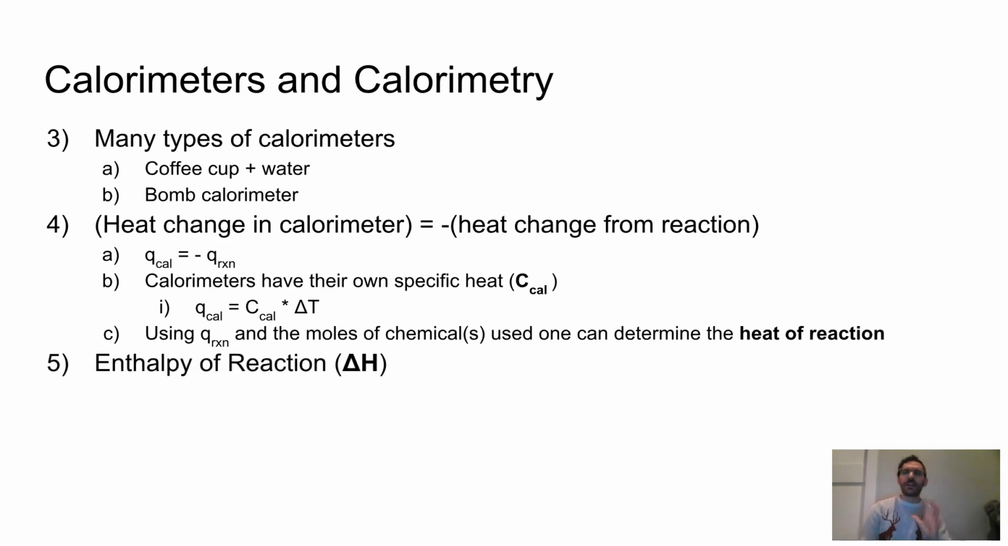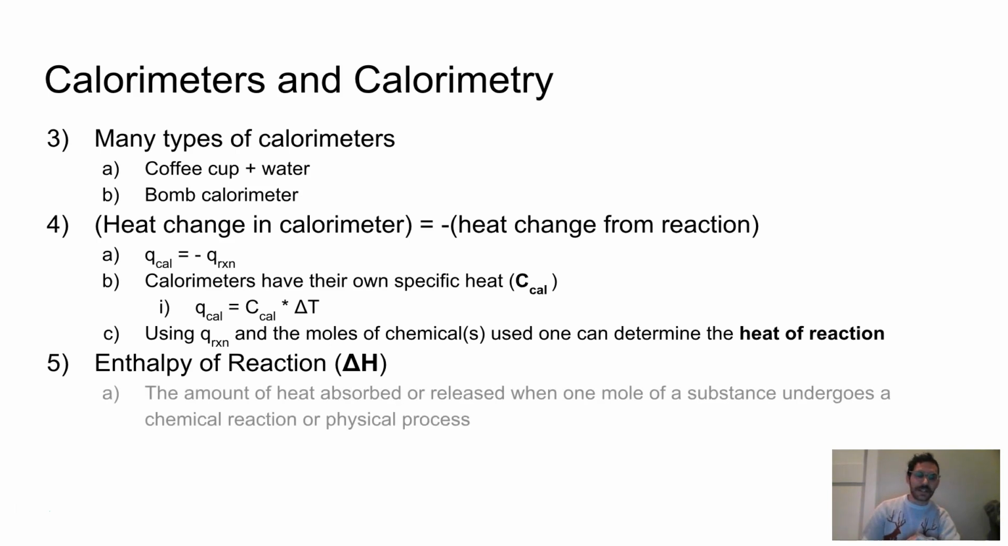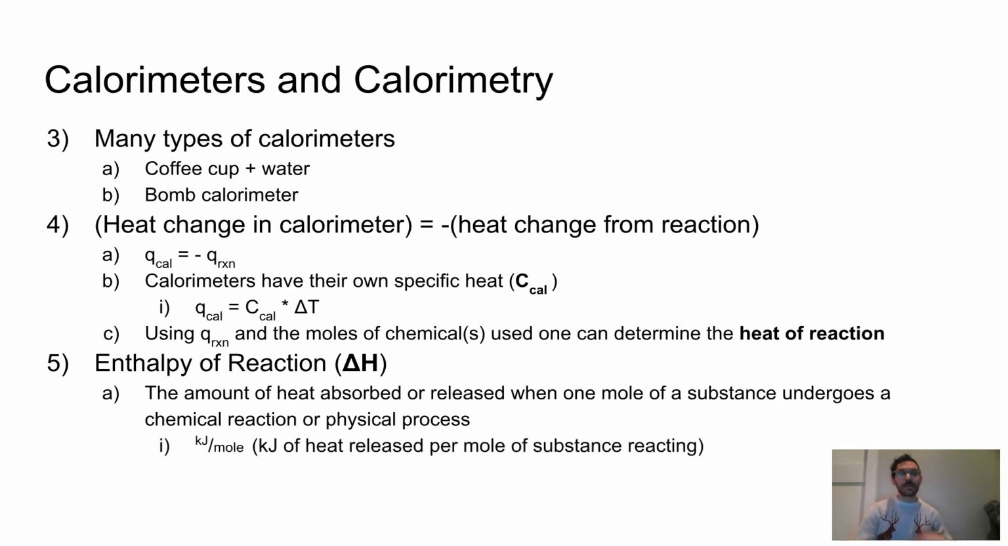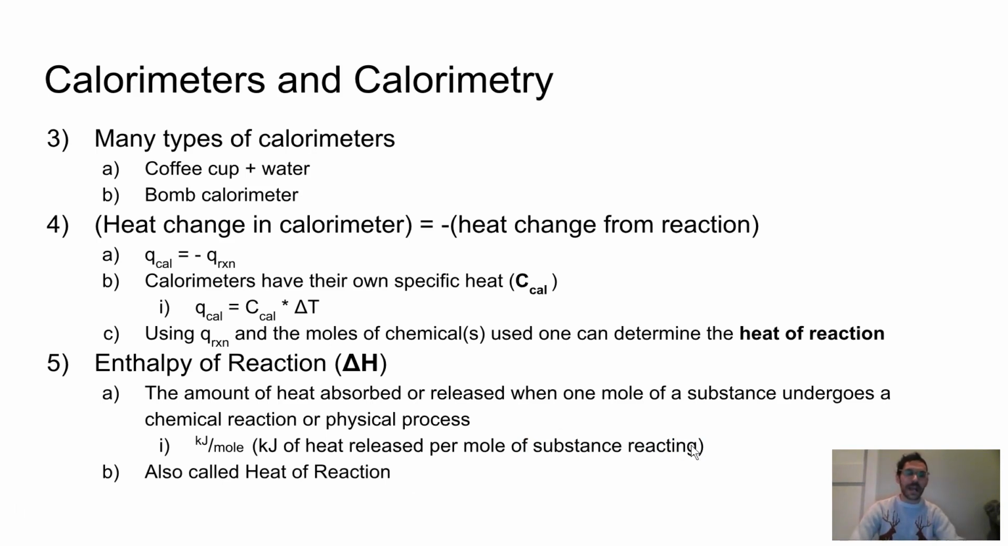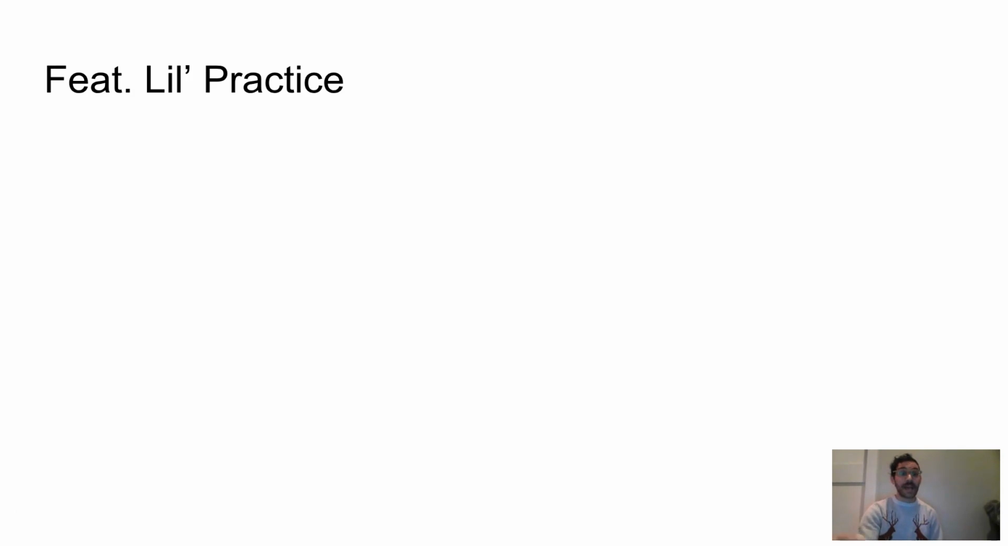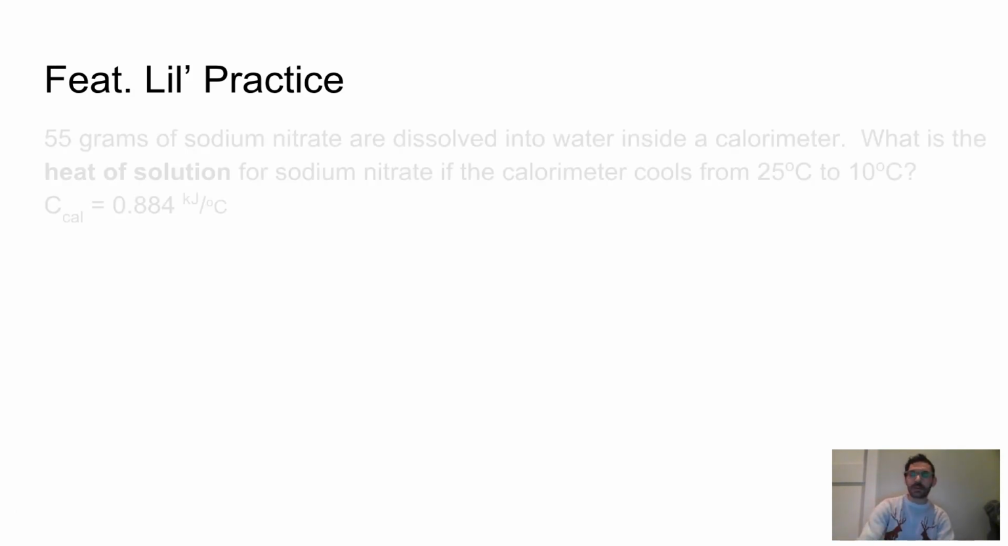We can also call this the enthalpy of the reaction, as I said earlier. That's the amount of heat that's either absorbed or released when 1 mole of a substance undergoes a chemical reaction or physical process. This is typically measured in kilojoules per mole, kilojoules of heat released per mole of substance reacting. We can also call this heat of reaction, which we've done before, but enthalpy of reaction is a better phrase for that. Now let's do a little practice.